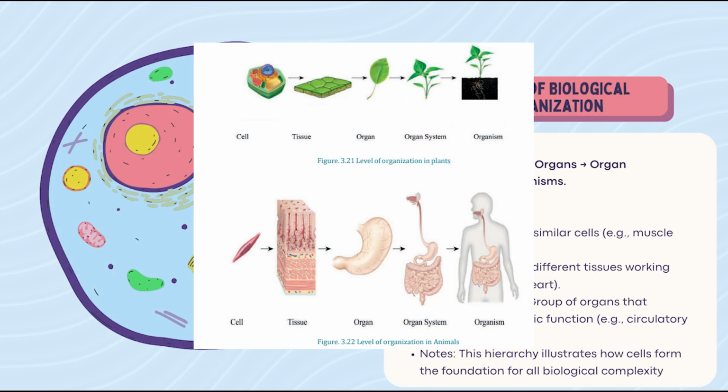Levels of biological organization. Life is organized in levels. Cells to tissues, tissues to organs, organs to organ systems, organ systems to organism. For example, muscle tissue is made of cells. The heart is an organ made of multiple tissues. The circulatory system is made of organs like the heart and blood vessels. It all begins with the cell.